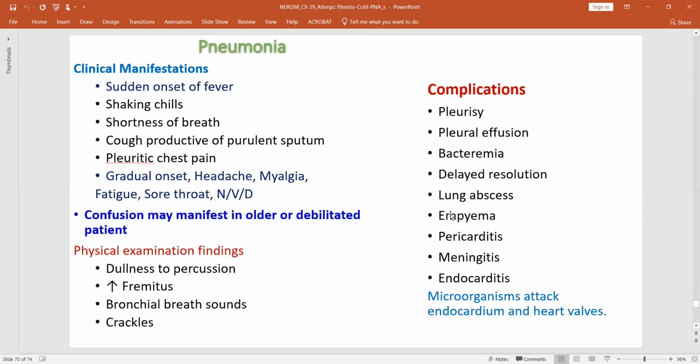Clinical manifestations. The confusion or stupor that may be manifested in older adults is usually related, possibly, to hypoxia.